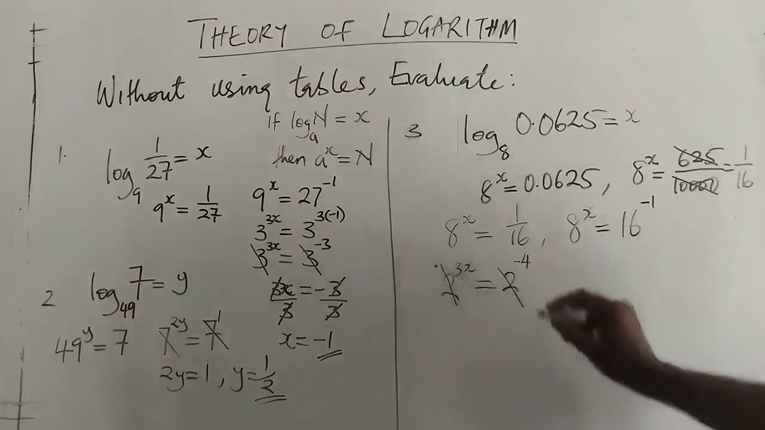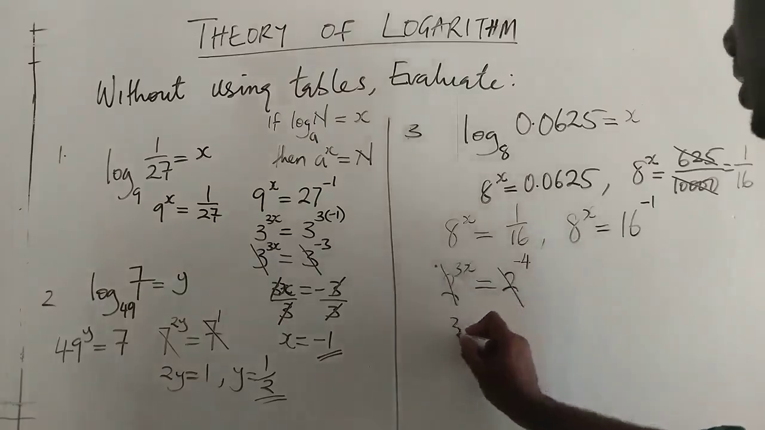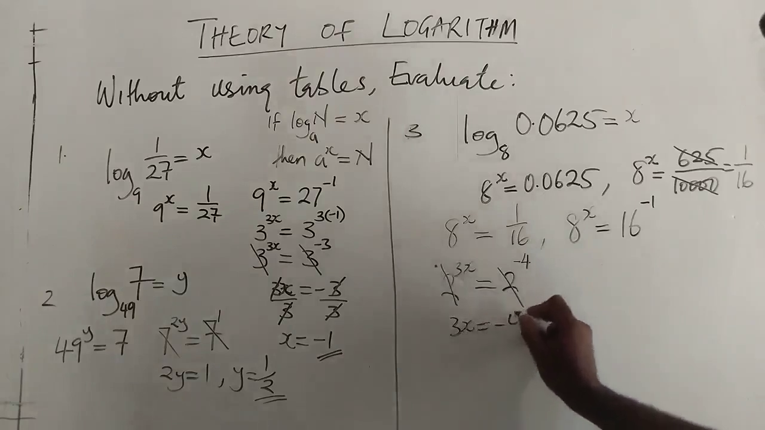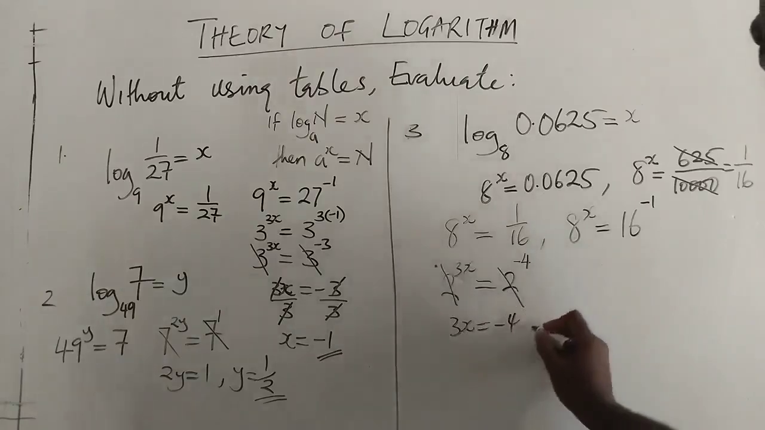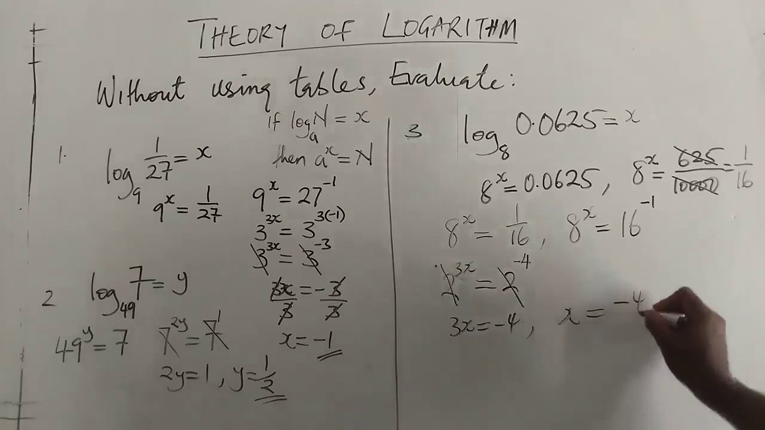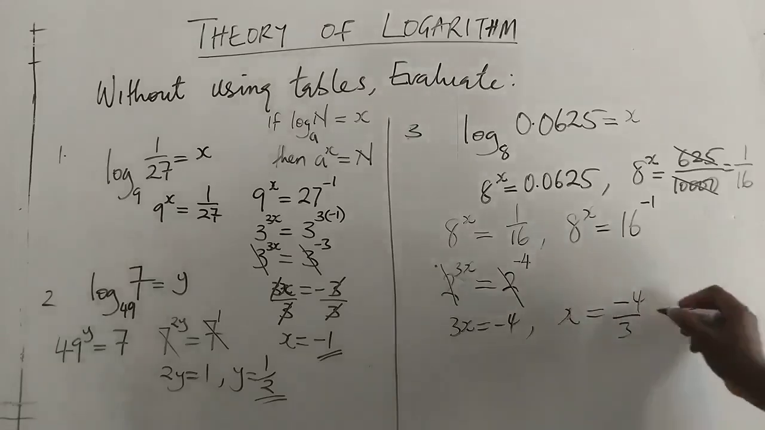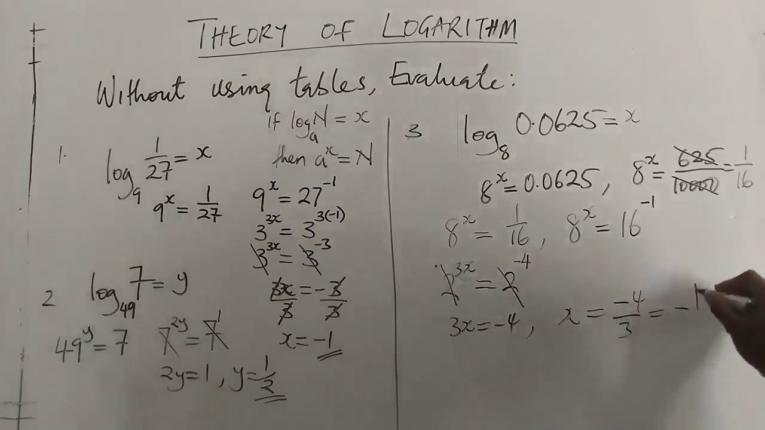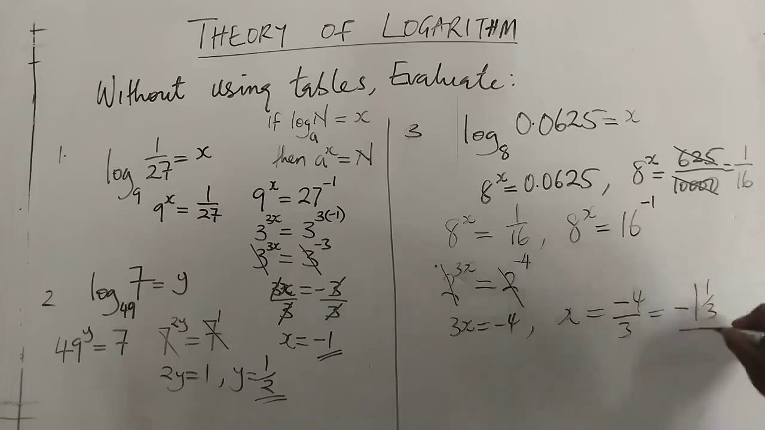Now that both of them are of the same level, we bring down their powers. 3x equals to minus 4. Then x, dividing both sides by 3, we'll have minus 4 over 3. And that will give you minus 1 whole number, 1 over 3, as our final answer.